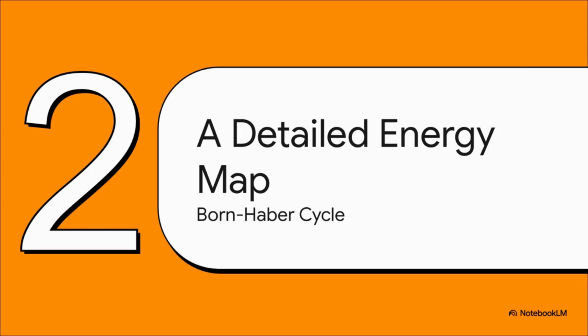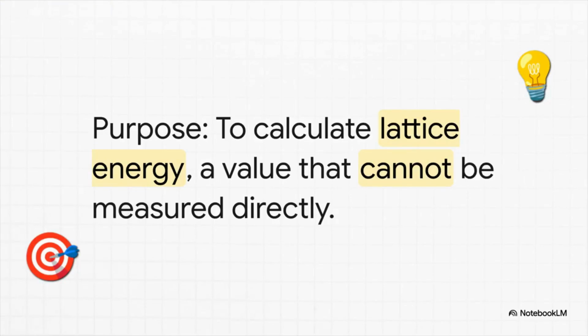Okay, so if Hess's law is the general rule, let's check out a really powerful and specific way it's used. Our next tool, the Born-Haber cycle, is basically Hess's law on steroids, and it's built to solve one very specific, very tough problem. And that problem is finding something called lattice energy. This is the huge burst of energy that gets released when a bunch of scattered, gassy ions suddenly snap together and lock into a perfect crystal structure, like when table salt forms. You can't just whip up a cloud of sodium and chlorine gas ions in the lab and measure this energy release.